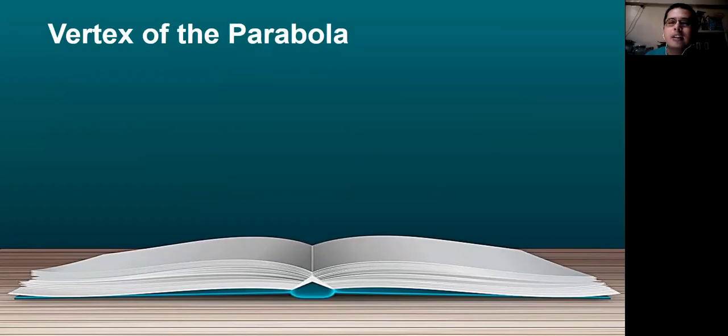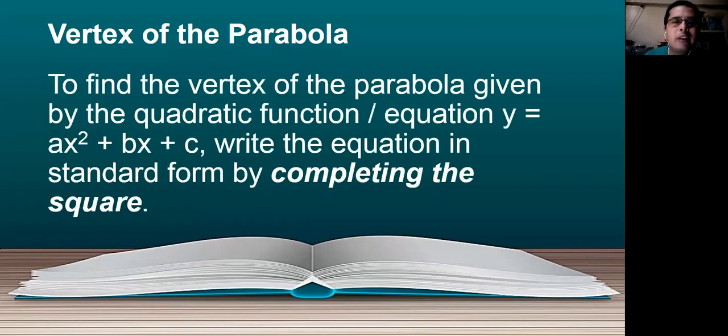Okay, so the vertex of the parabola. To find the vertex of the parabola given by the quadratic function or equation y equals ax squared plus bx plus c, we're going to write the equation in vertex form by completing the square.